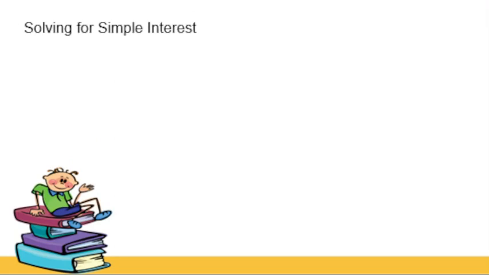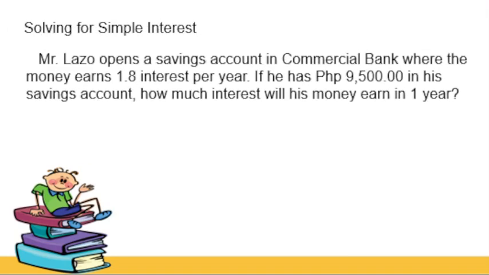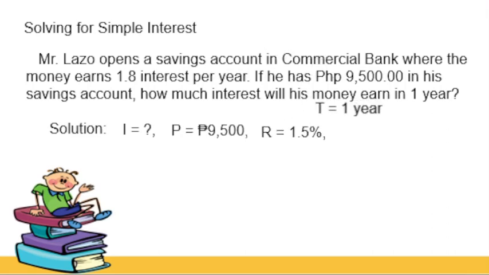Simple interest. So this is in the bank. This happens when there is a borrower. Okay, so Mr. Lasso opens a savings account in a commercial bank. In this case, someone saves money in the bank. So how much would be its interest? That is very simple. We're looking for the interest, and the principal amount is given, 9,500, and then the rate of 1.5, and the time, which is equal to 1 year.